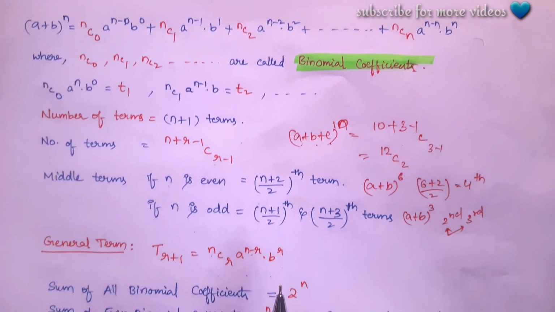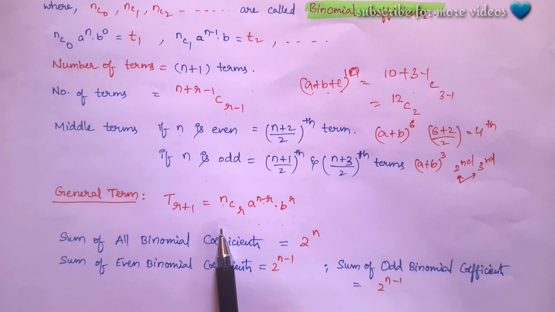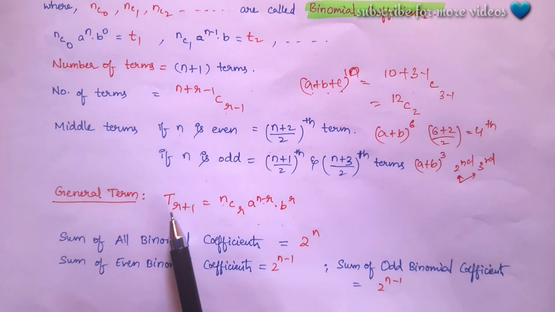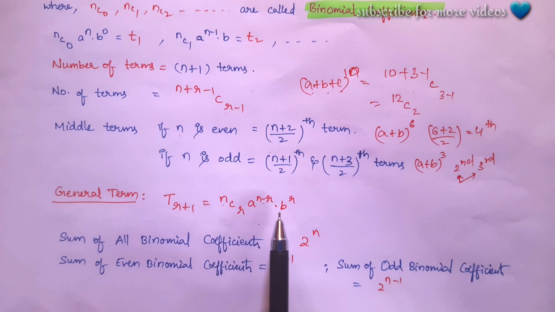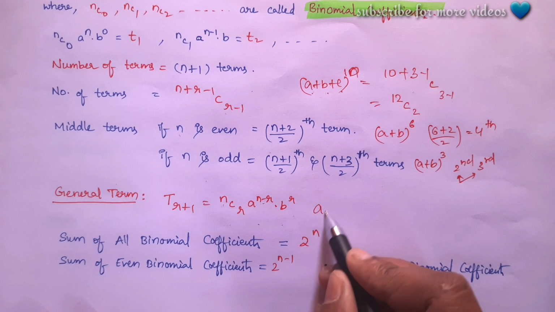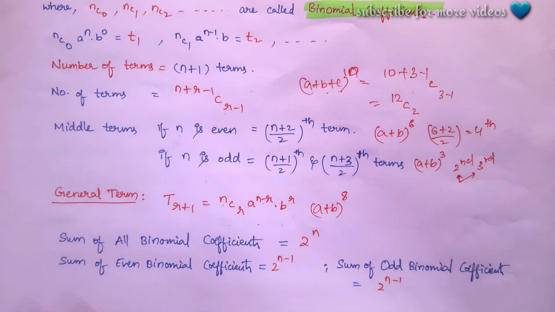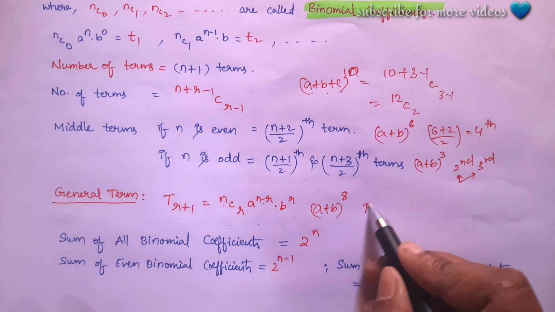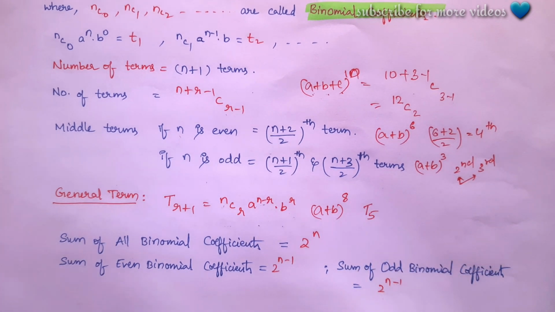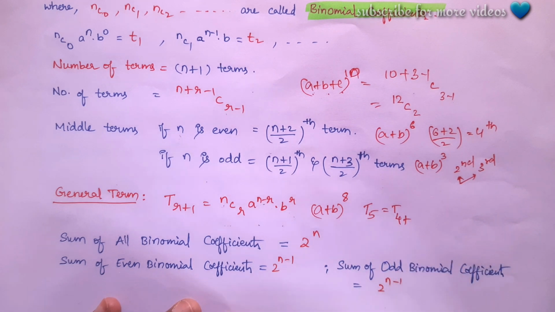These are the formulas. Next, very important in this chapter is the general term. We represent it as the T(r plus 1)th term, which is nCr a power n minus r into b power r. For example, if it is (a plus b) whole power 8 and we need to find t5, the 5th term, we need to take t4 plus 1, okay, t4 plus 1, not t5.